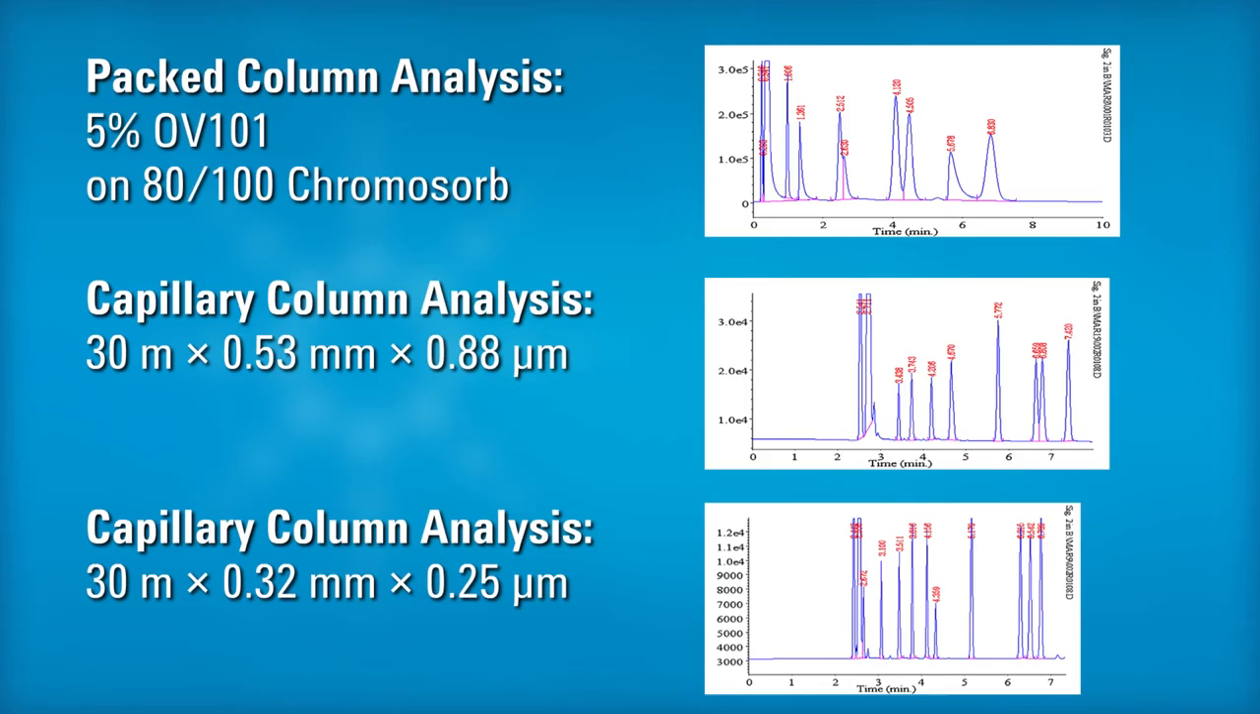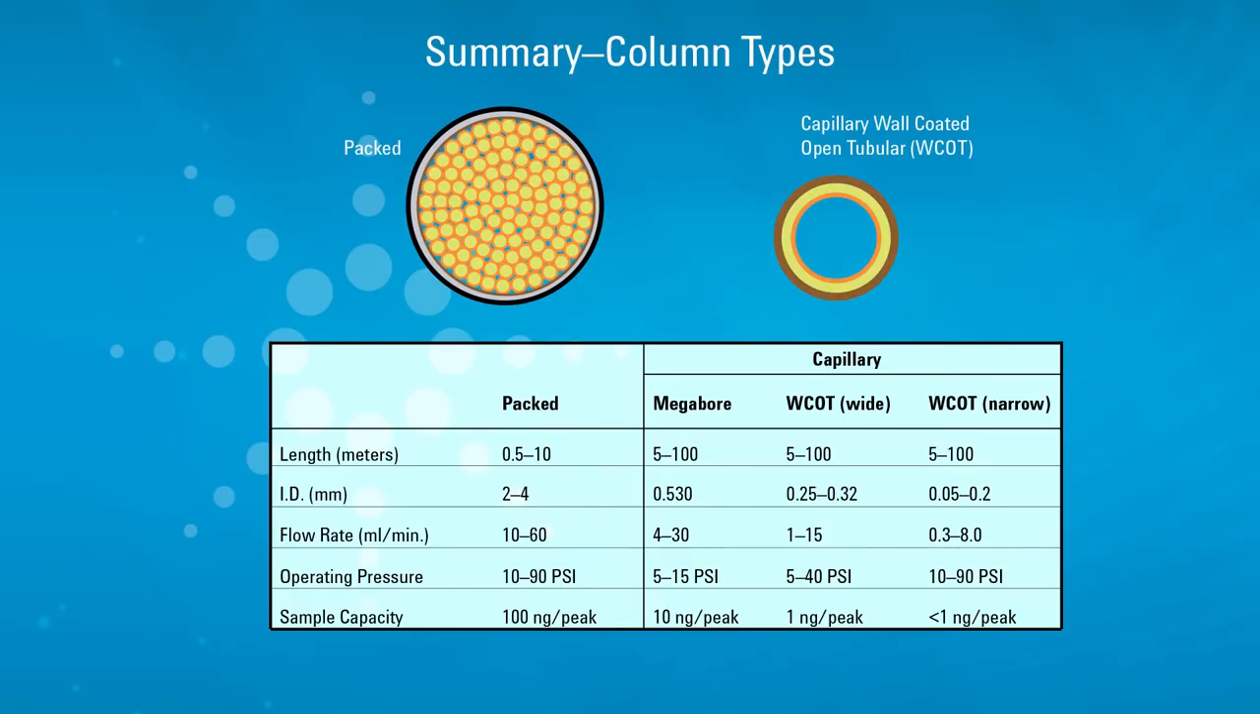This is a table summarizing typical lengths, internal diameters, pressure, and flow rates, and sample capacities for packed and capillary columns. Hopefully, this table and the information provided to you in this training module will be helpful to you as a gas chromatographer. Visit the Agilent GC Column Selections website for specific column information.